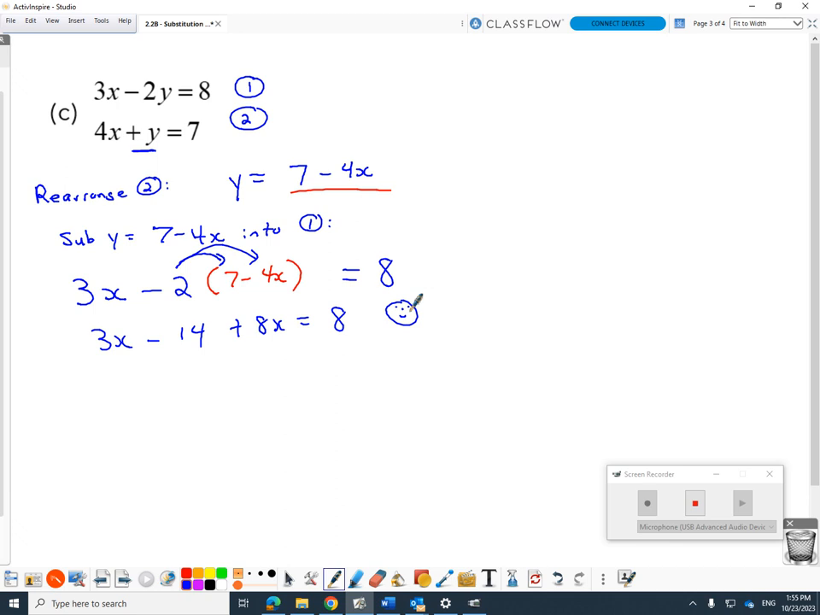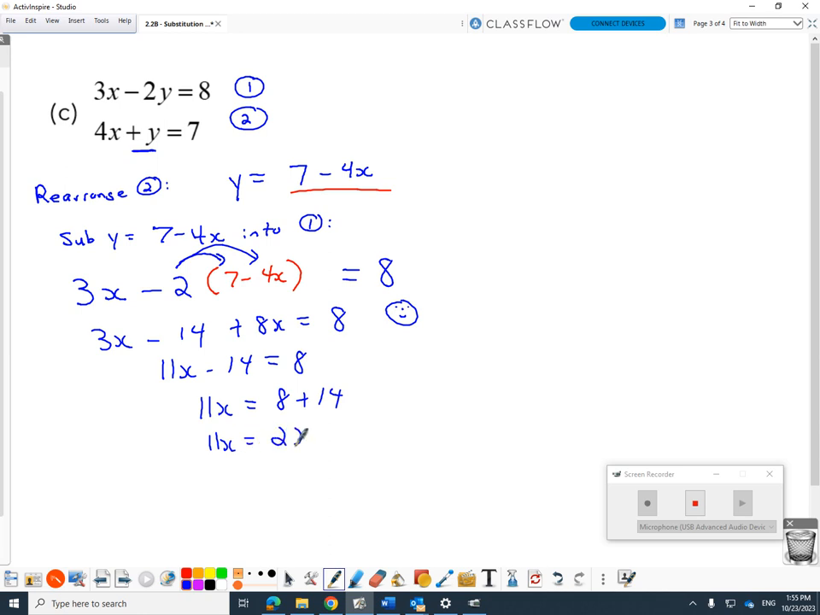-14 is going to go to the other side. You could do it now. I'm not going to do it now. I'm just going to say, what about 3x and 8x? They're like terms. What's 3 plus 8? So I get 11x. But then I'm going to do what you said, which you could have done first, is you could move that and make it add 14. And what's 8 plus 14? Can you do 8 plus 4? 22, but you can use your calculator.